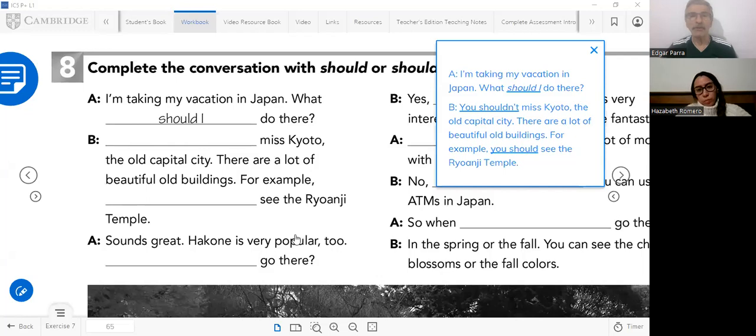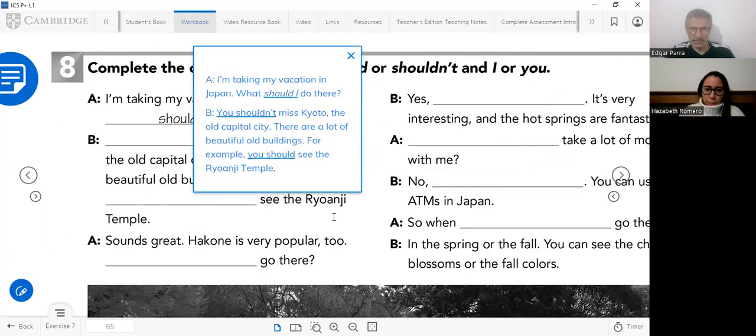Now, observe, this is Japanese. Stop sharing and I go back to the previous page in the book. Please pay attention to this book. Now, in this example, what do you say? Shouldn't miss? Or you should see the Ryoanji temple. Okay? You should see the Ryoanji temple.